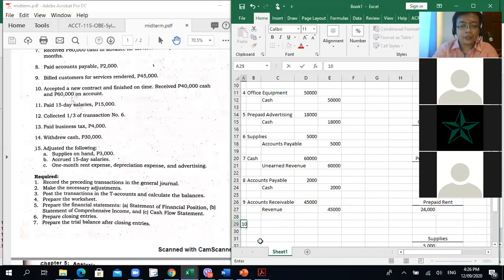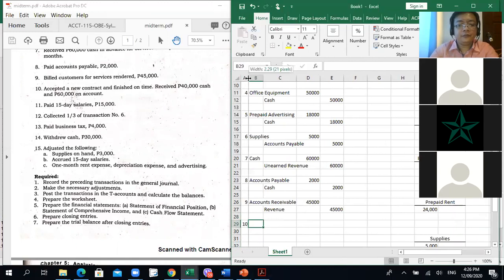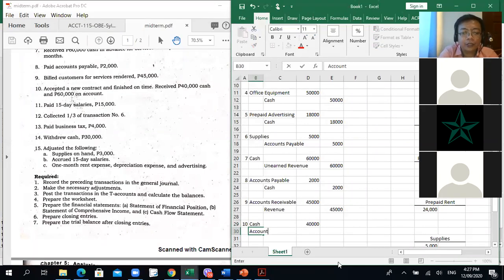Number 10 is accepted a new contract worth 40,000 and 60,000 on account. Accepted a new contract and finish on time. The keyword here is you accepted the contract and you finish it on time. You receive 40,000 cash and the remaining 60,000 is on account. So meaning the word here is finish on time, so it is now part of your revenue. Cash here is of course 40,000. Then you have also here accounts receivable, which is at 60,000. How much is your credit? You have revenue, right? So the revenue here is at 100,000.